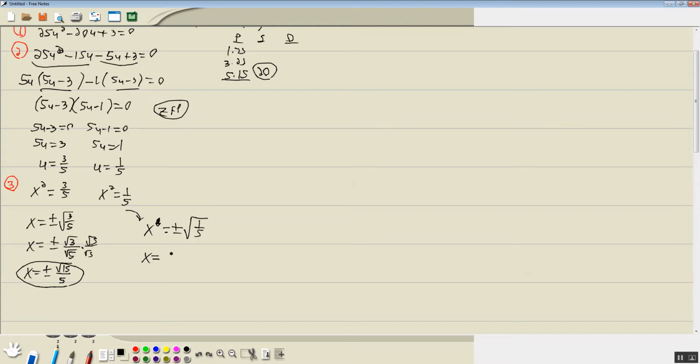We cannot have a fraction inside of radicals, so split it up, put a square root around the top, square root around the bottom. Square root of 1 is 1, and then we multiply the top and bottom by the square root of 5. And we get x is equal to plus or minus square root of 5 over 5, since square root of 5 times square root of 5 is 5. And those are our other two answers.